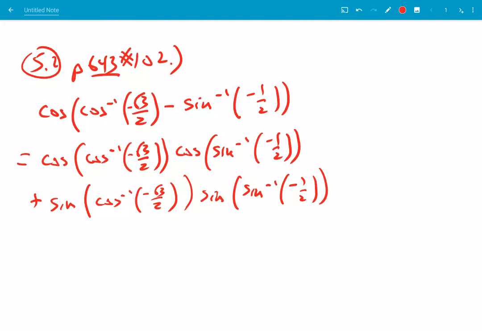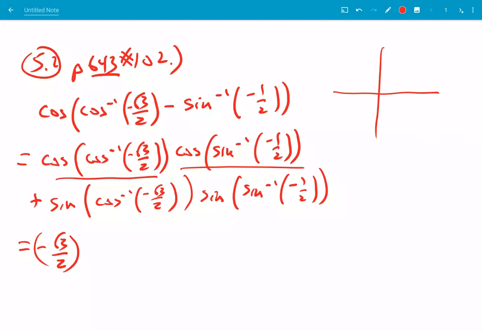Since cosine and arc cosine are inverse functions, the cosine of the angle whose cosine is negative rad 3 over 2 is negative rad 3 over 2, isn't it? That's this piece. For this piece, I need the cosine of the angle whose sine is negative a half. If the sine is negative a half, can we construct an angle whose sine is negative a half?